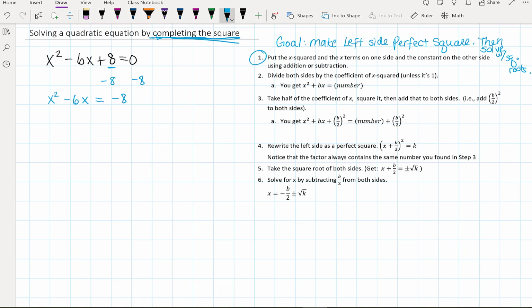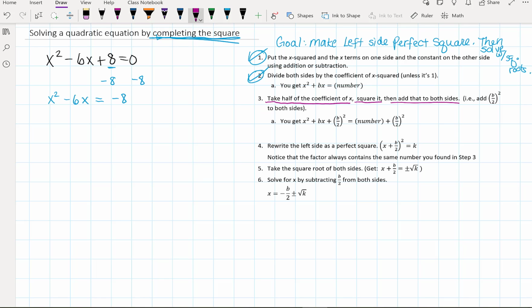Then the second step is, if the coefficient on x squared isn't 1, which it is in this case, I need to convert it so that the coefficient is 1. That's just to make the math a little easier in the next step, because I'm going to try to build a perfect square. So we've already taken care of the first two steps. Step 3, let's see what it says. Take half of the coefficient of x, square it, and add that to both sides.